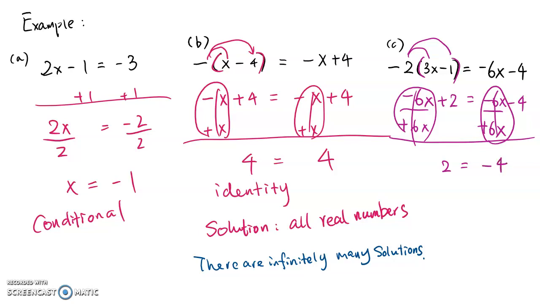2 is equal to -4. This is a false statement. Doesn't matter what your x value is here, this equation will always be false. So no x will be a solution to this equation. We say there are no solutions.